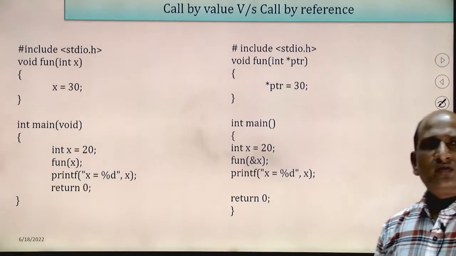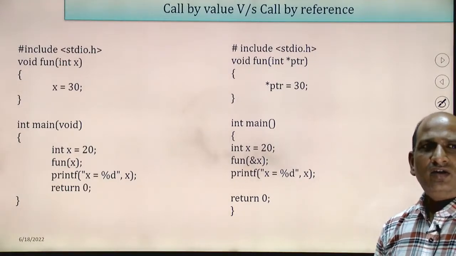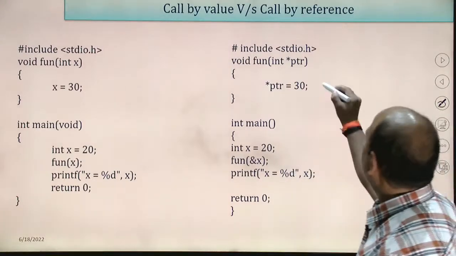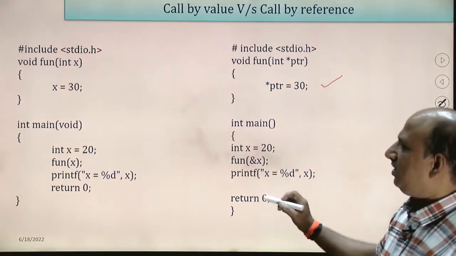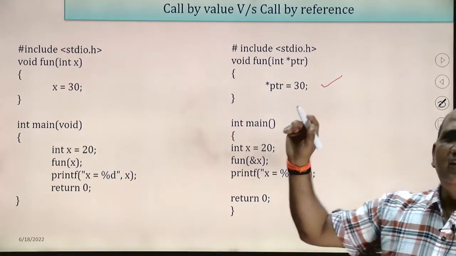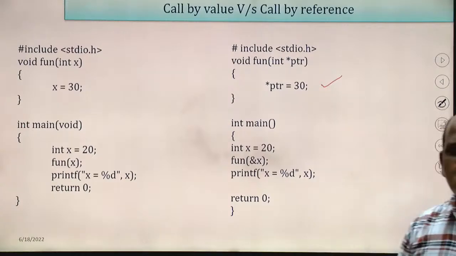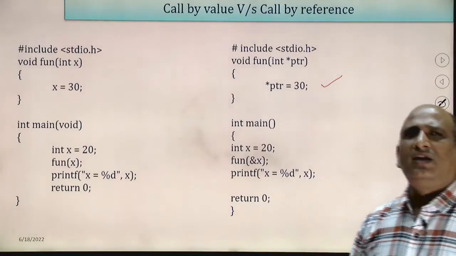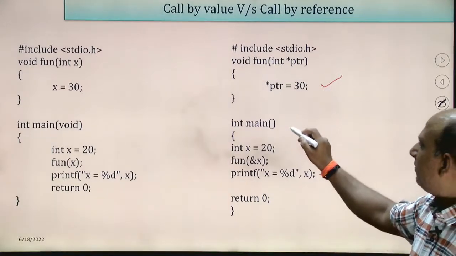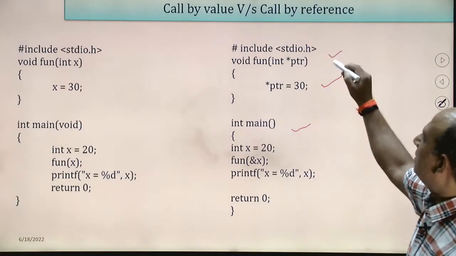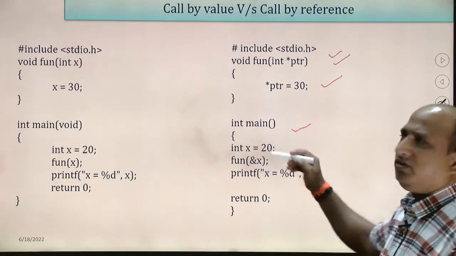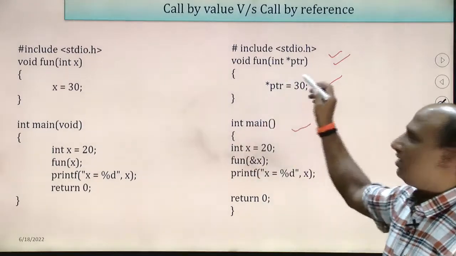Here is another program of call by value and call by reference. Here I have defined a function fun, and it has been defined above the main function, and whenever a definition is above the main function, we need not declare that function. Declaration is not required because main is aware of this function. So whenever it is called, there will be no error because main already knows the definition of this function.